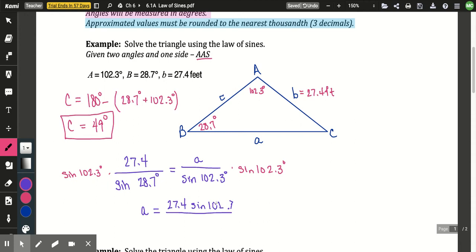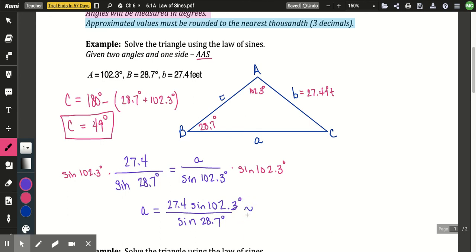Oh, lag in the pen. That always makes the numbers look nice. Let me try that again. (102.3 degrees). And then on the bottom, we have sine of 28.7 degrees. Okay, so this would be an exact answer.